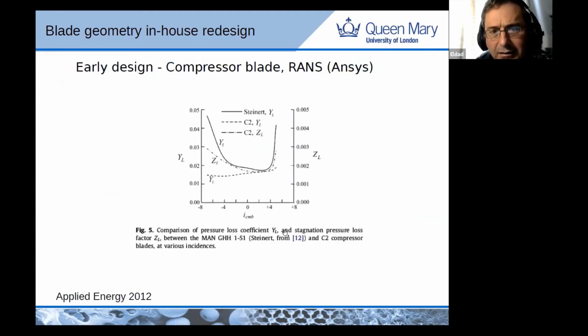First, I will start with a bit of the aerodynamics. Excuse me, I know this is acoustics, but they are connected. So the early design was for compressible flow, it was run in ANSYS, and we actually got YL and ZL, these two. C2 are the new designs, and we are getting less losses. So the question was, what is happening?